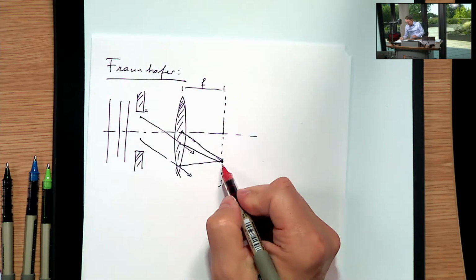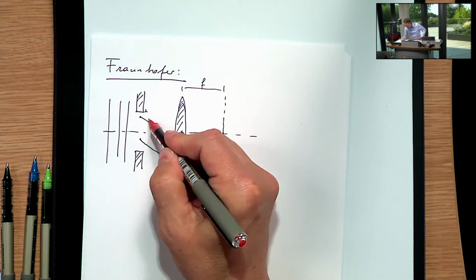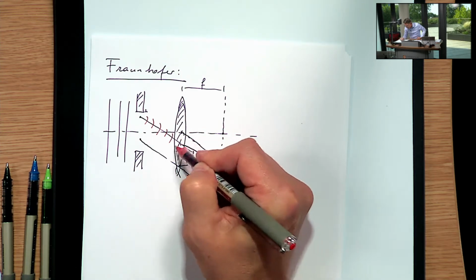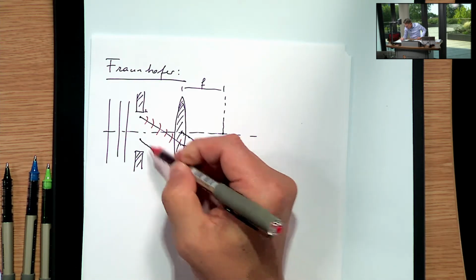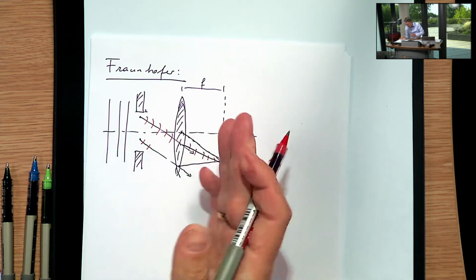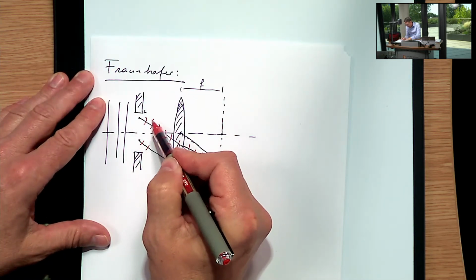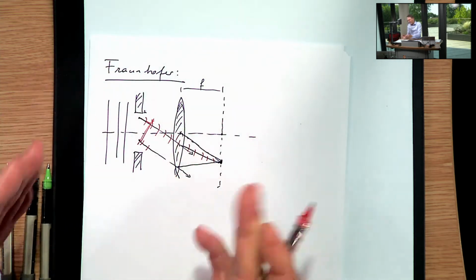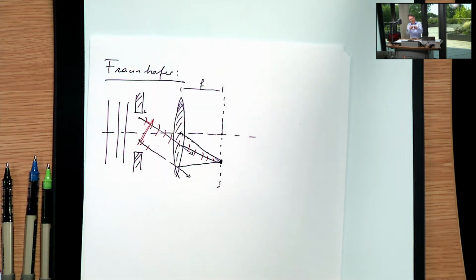And it preserves all the phases. So if this had a certain phase, the phases are preserved as if you're comparing the phases of the two parallel rays directly, right?